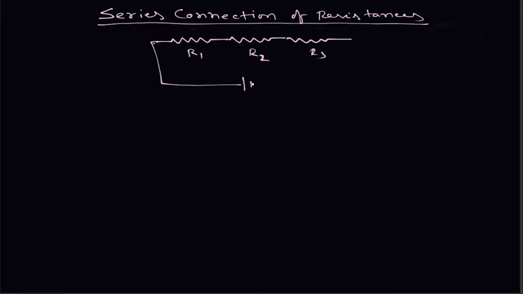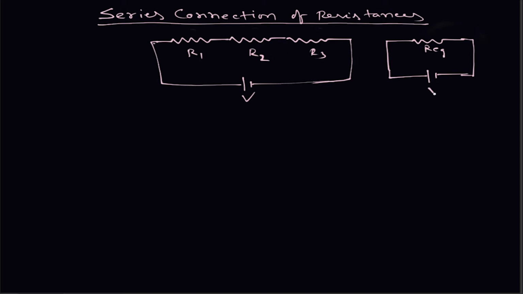Here it is connected to a voltage source V. This is the voltage source applied across these resistances, and they are said to be connected in series. Now our job is to calculate the equivalent resistance of these three. So what is the meaning of equivalent resistance? That is when these resistances are replaced by this equivalent resistance, the state of the circuit will remain the same.